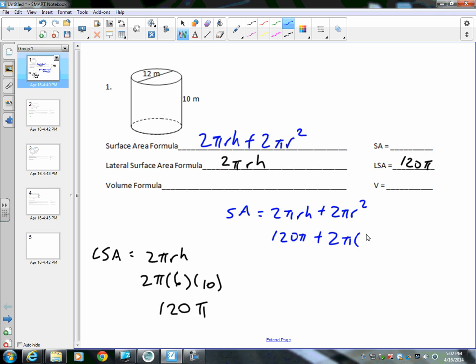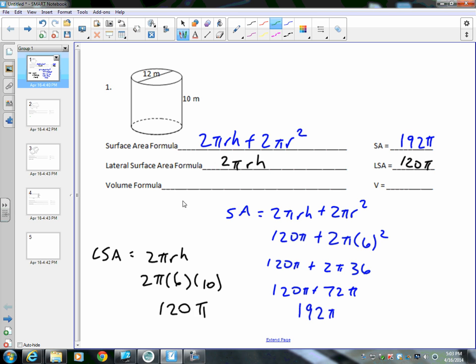To fill in the radius for the rest of it, well, the radius is, again, 6 squared. So 6 squared is 36. So we get 120 pi plus 2 times pi times 36. 36 times 2, multiply those together, we end up with 72. So we get 120 pi plus 72 pi. Now we can add these together. 120 plus 72 is 192. We keep the pi. So our answer for total surface area is 192 pi.